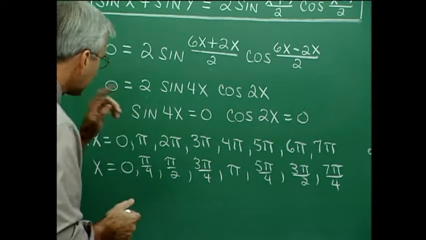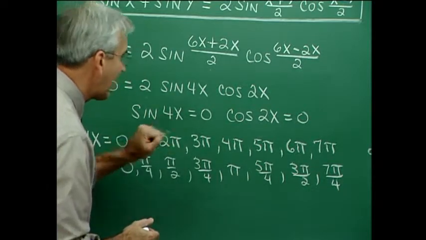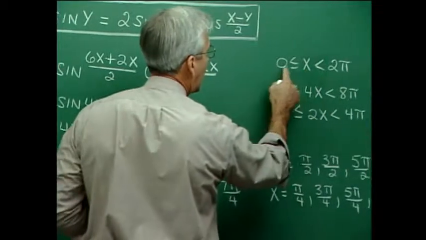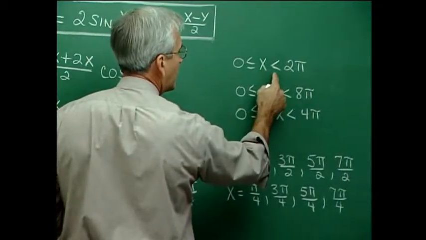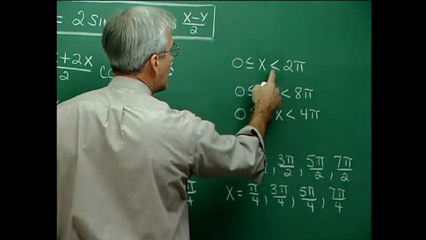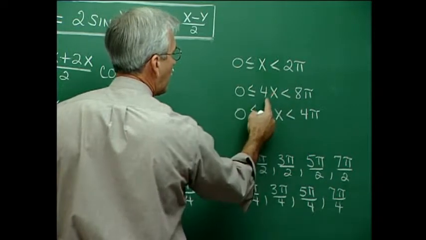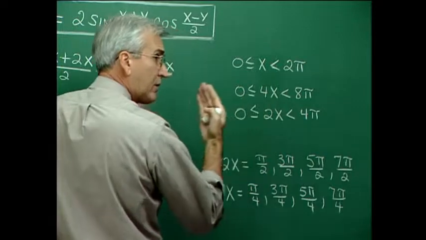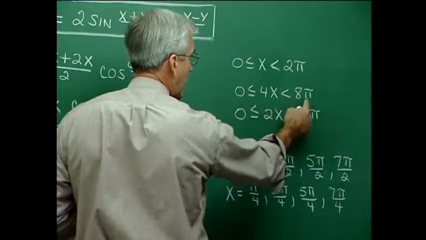So, to consider 4x, we think, well, if we want x to lie between 0 and 2 pi, and notice that this is a strict inequality here, then I'll multiply in all parts by 4 to understand that my cycle here for this analysis is between 0 and 8 pi.